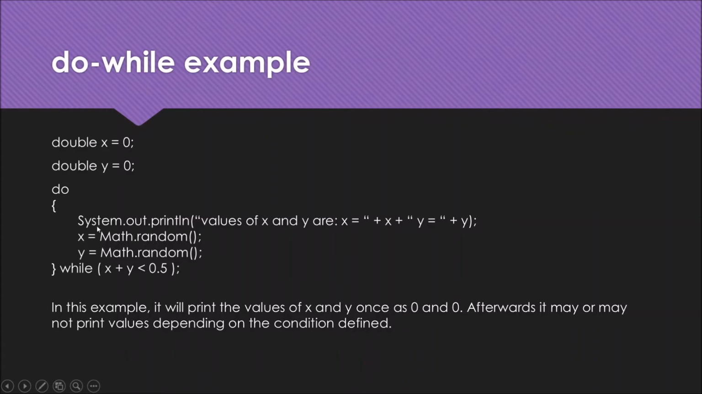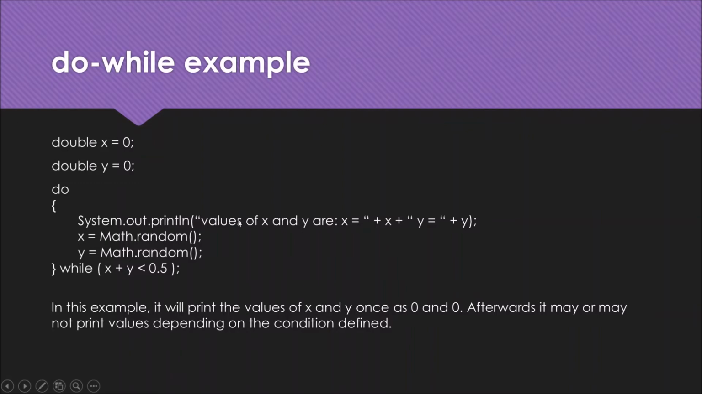So after printing 0 and 0 over here, it checks what is the value of x and what is the value of y. Math.random, as we know, gives a value between 0 and 1. So suppose you get the value 0.1 for x, and 0.2 for y. So 0.1 plus 0.2 is going to be 0.3, which is less than 0.5. So this condition will be true and we'll go back. It's going to print 0.1 here, 0.2 here, and then it's going to get new math.random values. It's possible that x will get 0.5 and y will get 0.6. 0.5 plus 0.6 is greater than 0.5. So this condition will become false, and that is where the loop will break.